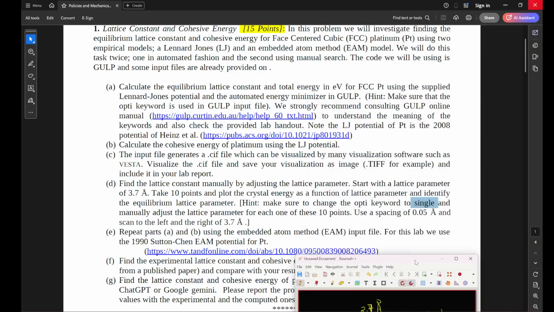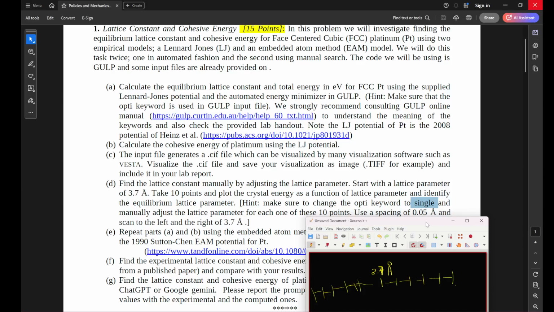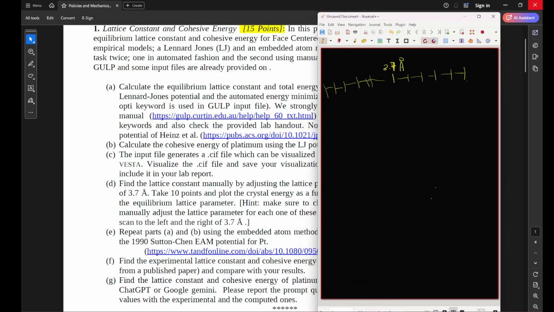And I was asked to move in steps of, how much does it say? Yes, of 0.05 angstrom. So that means I need to go 3.75, 3.8, 3.85, and so on. And the same thing to the left, so I'll have 3.65, and I keep going to the left. And then I need to record the energy at each one of these lattice parameters and plot the energy of the crystal in units of electron volt versus the lattice parameter in units of angstrom.